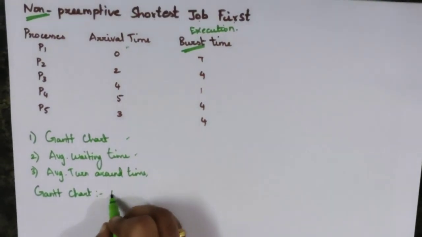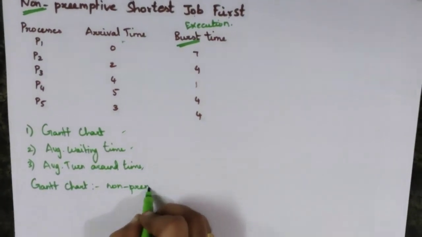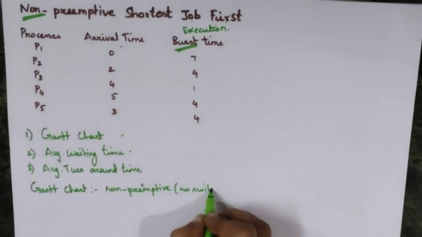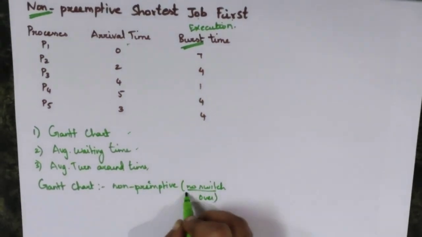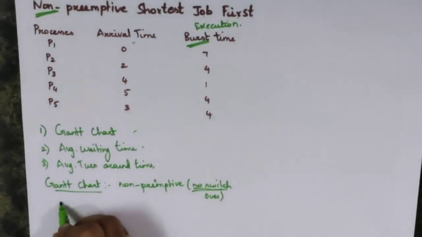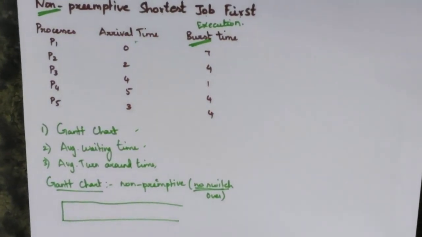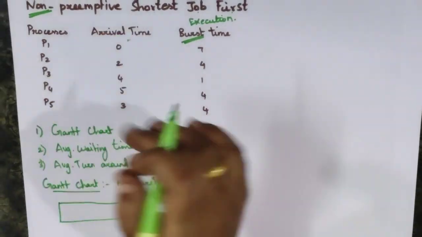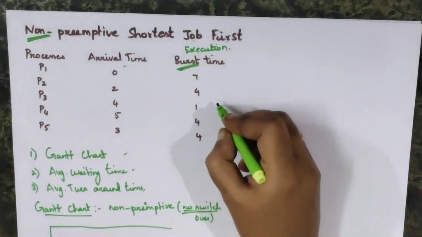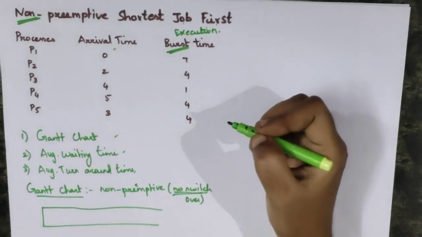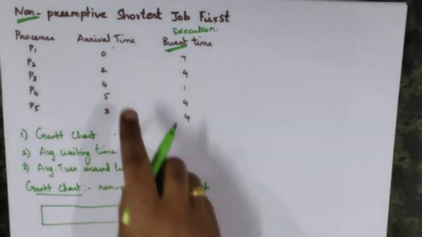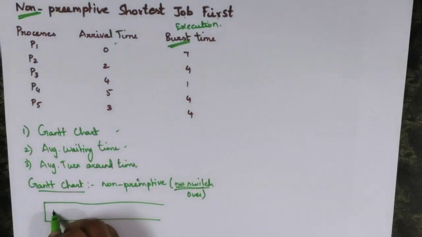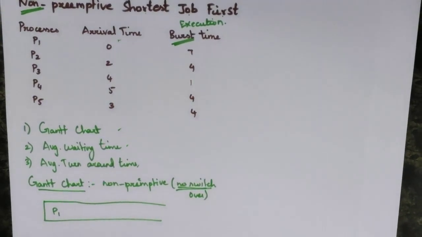Gantt chart for non-preemptive means there is no switchover. Non-preemptive means no switchover; this is for our convenience, we use the term no switchover. Now I am going to draw the Gantt chart. Shortest job means the smallest job. For example, if there is no arrival time, the smallest job should use the CPU first, then the next ones, and the final one is process P1. But if it is based on arrival time, we have to draw the Gantt chart based on the arrival time.